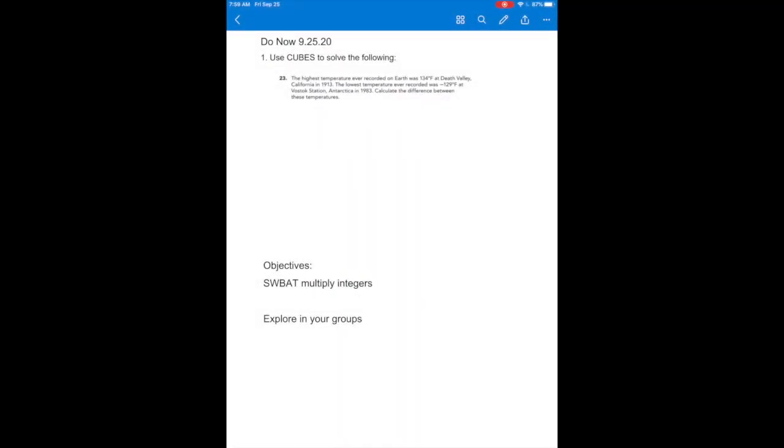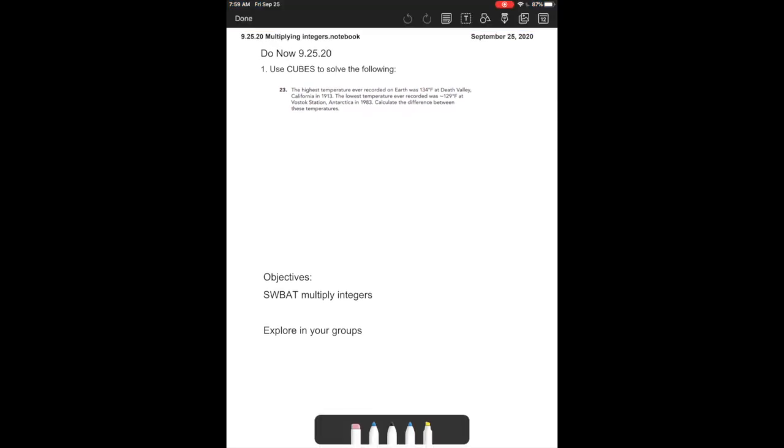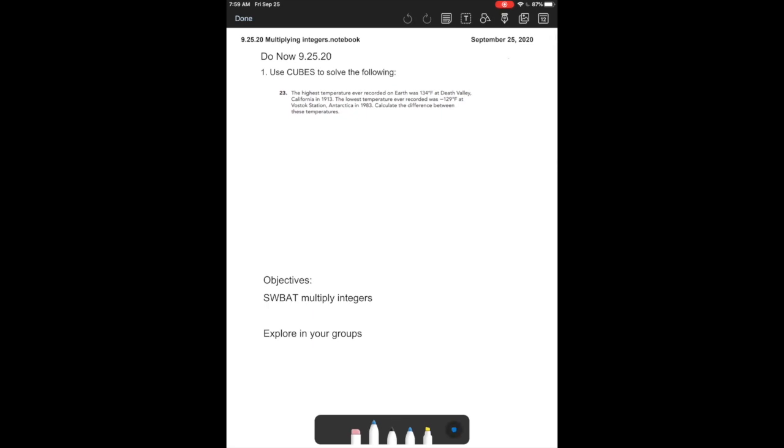Okay, now we're ready to start our lesson for the day, which always starts with a do now. The do now is on the screen. Even though you can't necessarily write on it to use CUBES, it may be helpful to remind yourself to note where you would circle, underline, box, evaluate, and solve and check. Okay, I'll be back on in a few seconds so that we can talk about your answers.